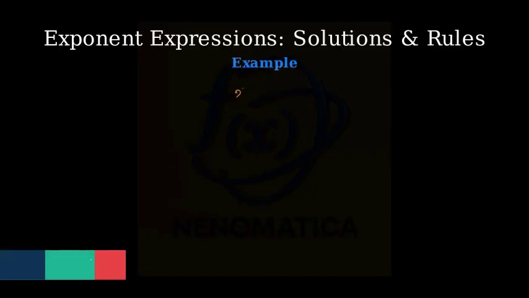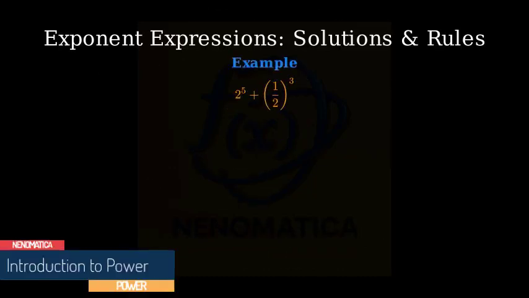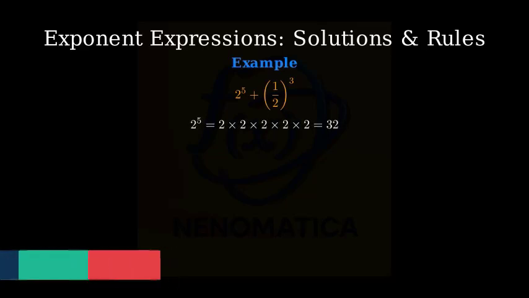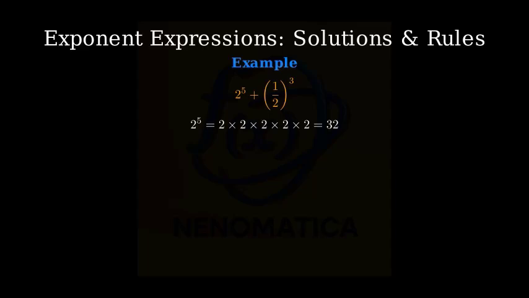Our first example is 2 raised to the power of 5 plus 1/2 raised to the power of 3. We'll start by breaking down this expression. Let's calculate 2 raised to the power of 5 first. This is 2 multiplied by itself 5 times, which equals 32. Now, let's calculate 1/2 raised to the power of 3. This is 1/2 multiplied by itself 3 times, which equals 1/8.